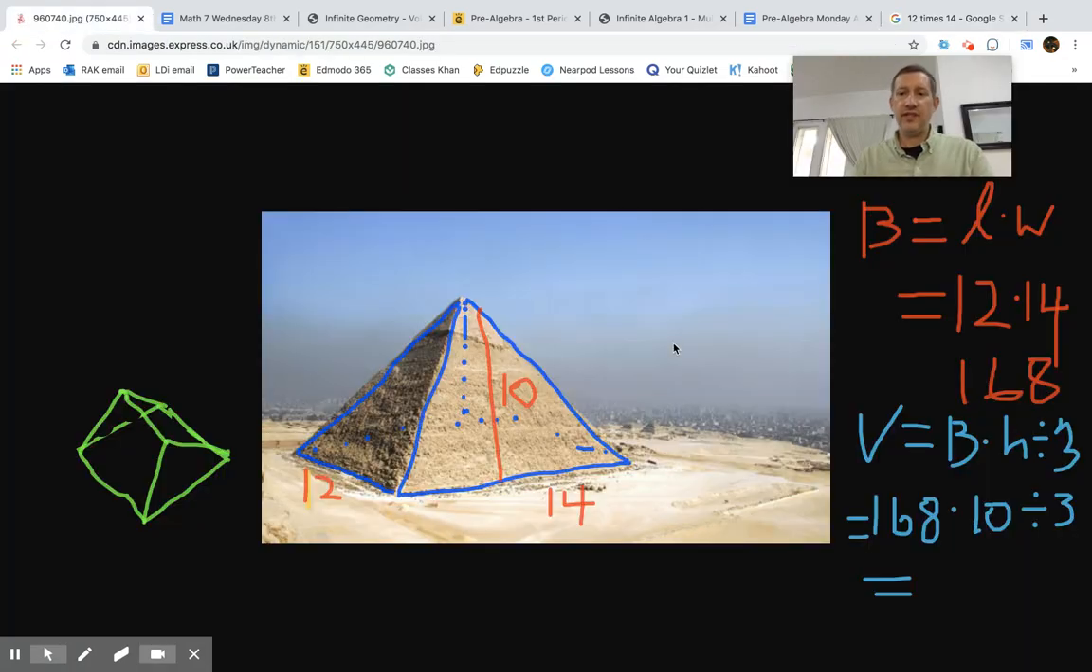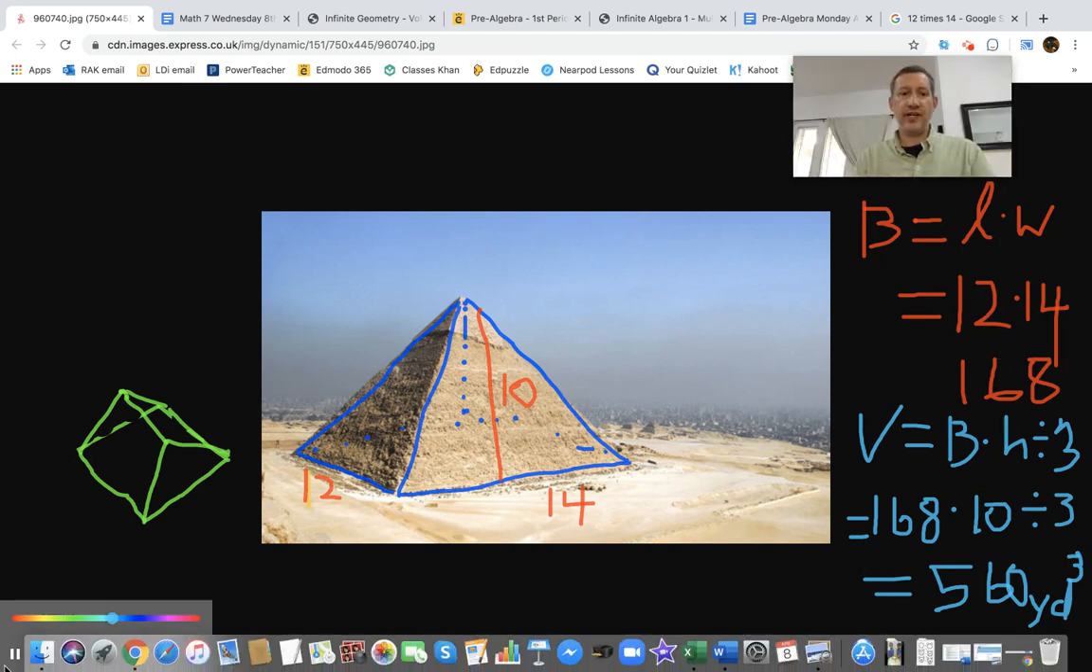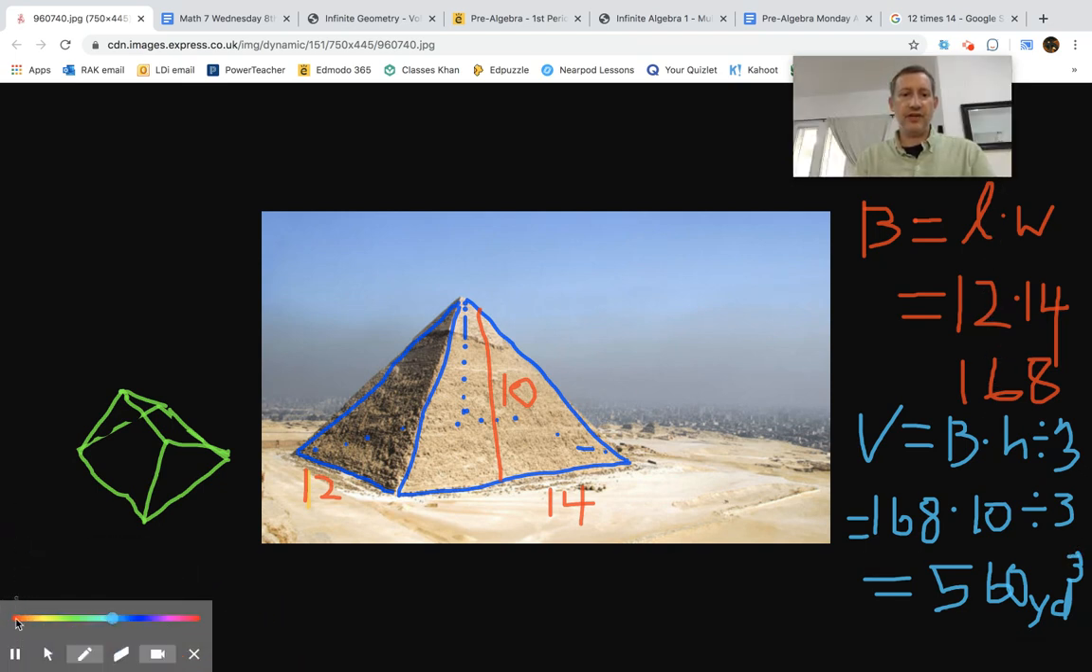So the volume of this pyramid is going to be 560. And I think I said it was yards. So it would be yards cubed with a little 3 up here, because we just dealt with 3 dimensions. Okay, this area up here in contrast would be yards squared.